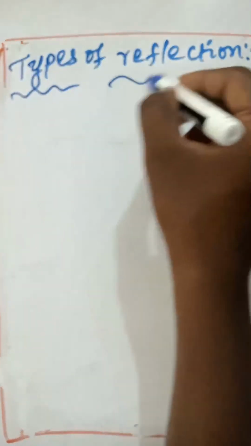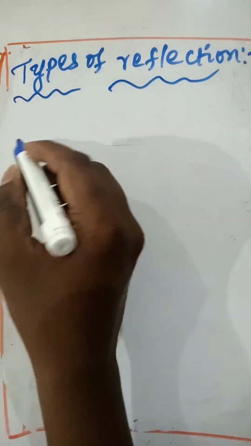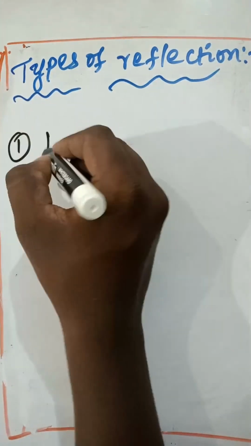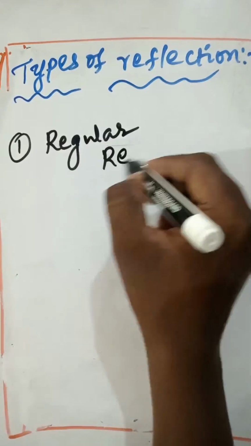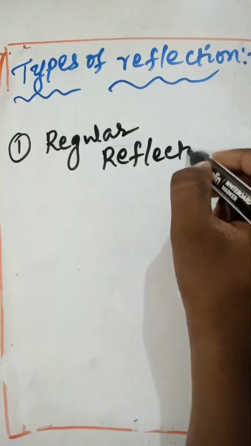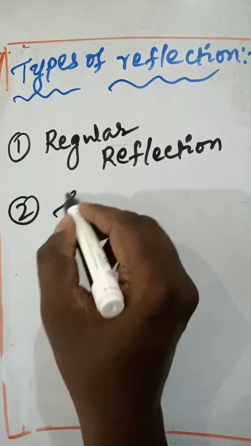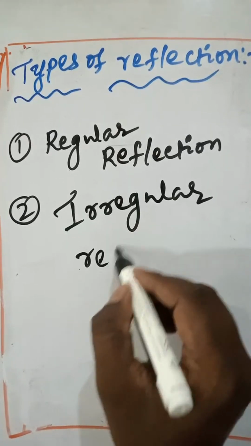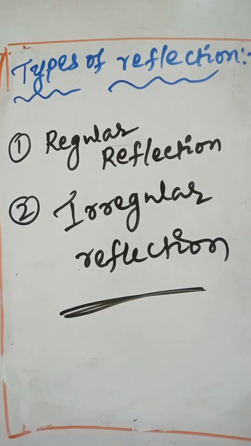Okay, so how many types of reflection are there? There are two types of reflection. The first one is regular reflection, and the second one is irregular reflection. Regular reflection and irregular reflection.